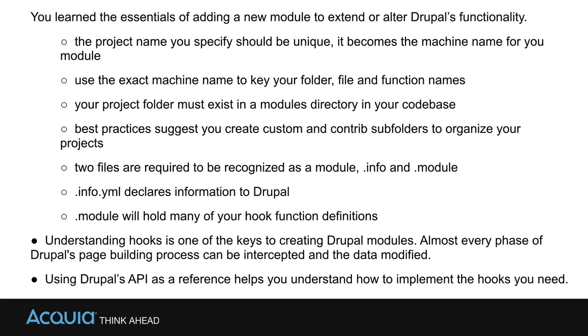In this module, we learned the essentials of adding a new module to extend or alter Drupal's functionality. The project name you specify must be unique, and it becomes the machine name for your module. We use the exact machine name to key the folder, file, and function names. Your project folder must exist in the modules directory inside your code base. It can be in a custom folder as we did, but it must reside in that modules directory. Best practices suggest you create custom and contrib subfolders to organize your projects.